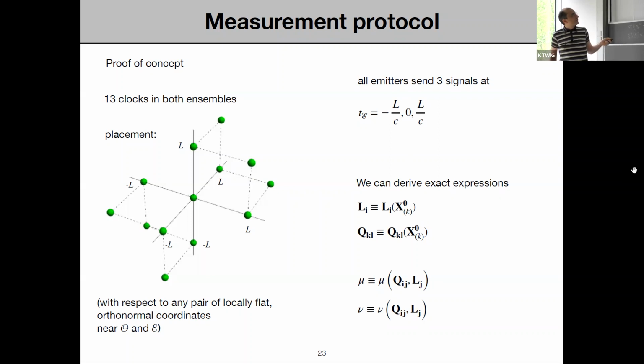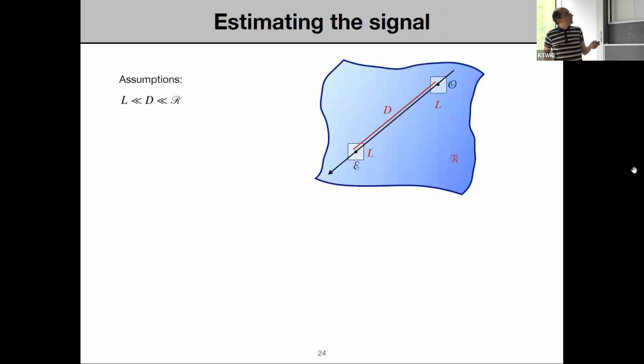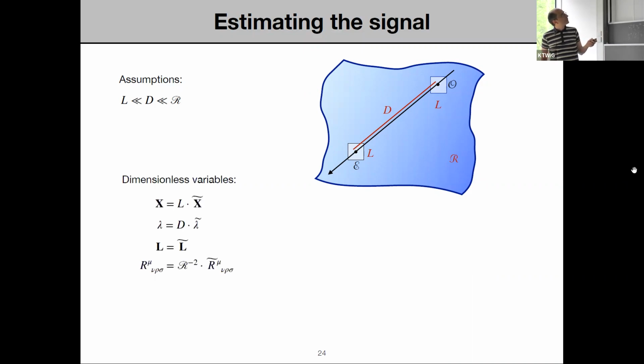Note that I assume that we measure the times of arrival between any emitter and any observer. So you've got 13 times 13 numbers, although not all of them are actually used. Times 3, because this ensemble actually has to emit signals 3 times. Okay, is the signal large or small? Unfortunately, it's usually very small. So let's make a number of assumptions. I assume that the size of these 2 ensembles is L, which is much smaller than the distance between them, D, which is on the other hand much smaller than the curvature radius.